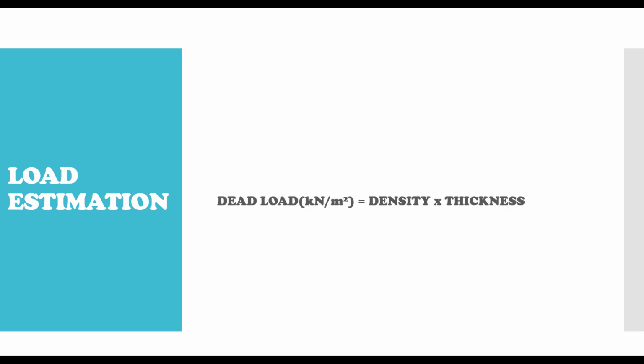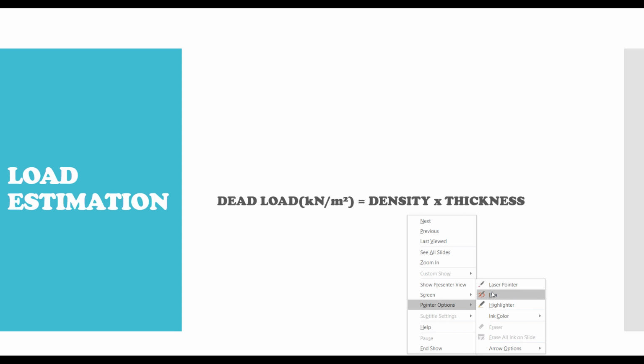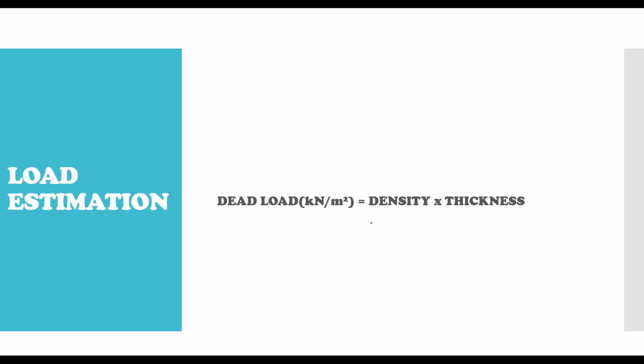But to determine the dead load for any construction material for a slab, all you have to do is determine the density of the material, and then multiply it by the thickness. I already told you that a slab is considered an area element. That means the unit of load has to be per square meter, which is why the dead load is given in kilonewton per square meter. So whatever the density of the material is, it is multiplied by the thickness. Let us take a simple example. Let's say we have a material that has a density of 28, and in this case, this 28 is in kilonewton per cubic meter.